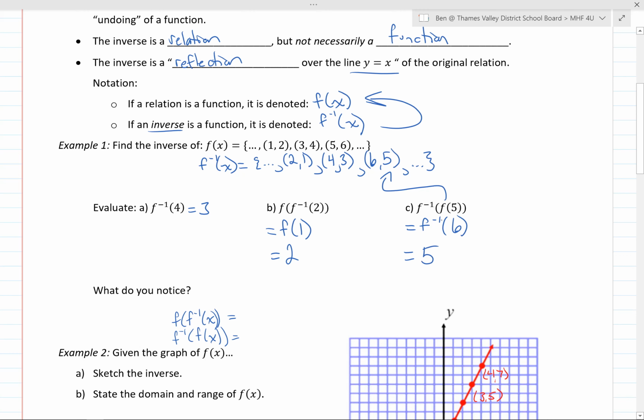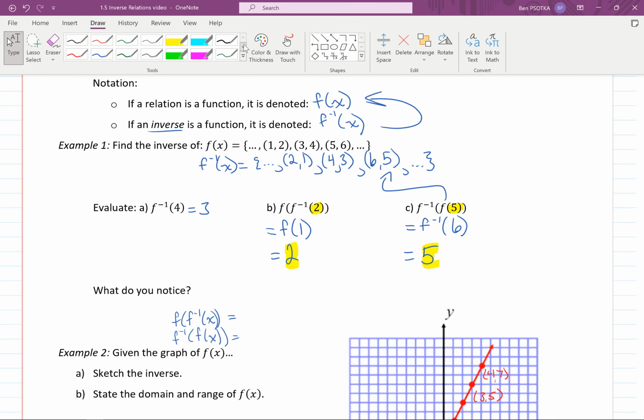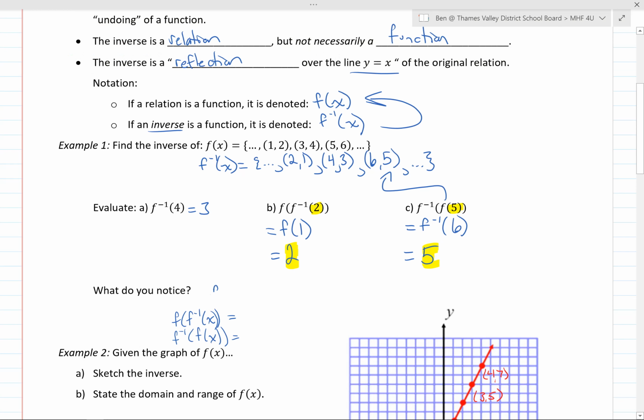Okay, so now this is a bit of a pattern, and I'll spoil it for you. It absolutely is a pattern. So we see here that f of negative 1 of a value brings us that same value. And we see that f at negative 1 of f of a value brings us back to that value. So what we're really learning here is that f and f at negative 1 cancel each other out, right?